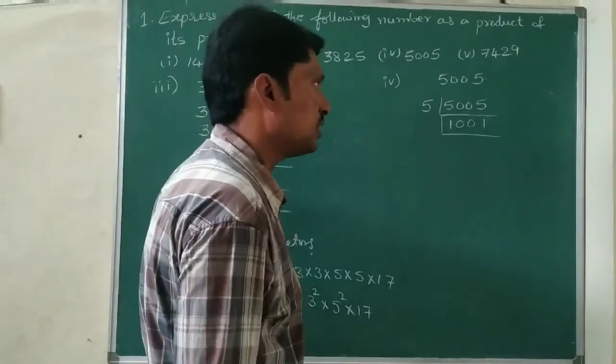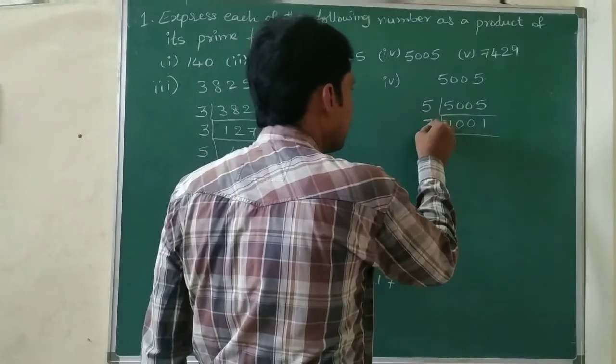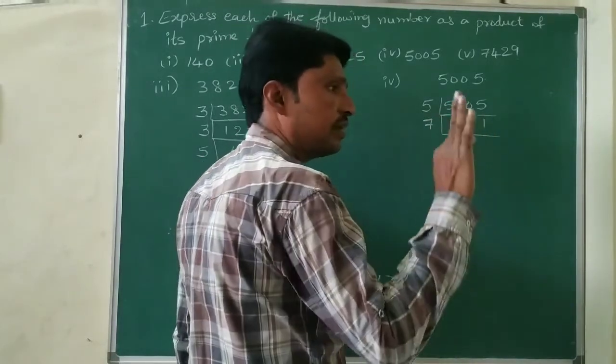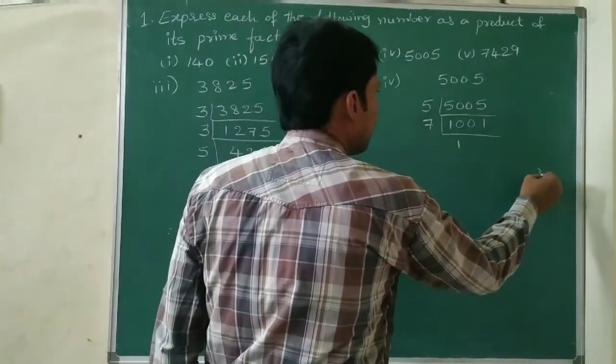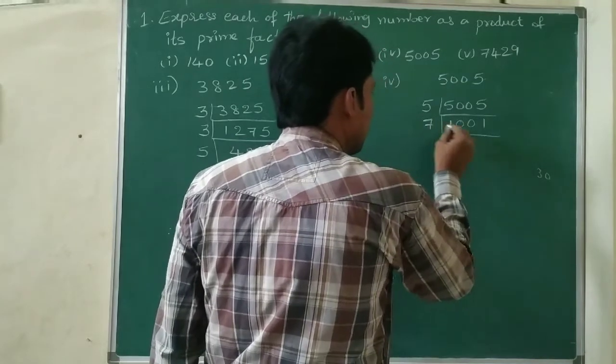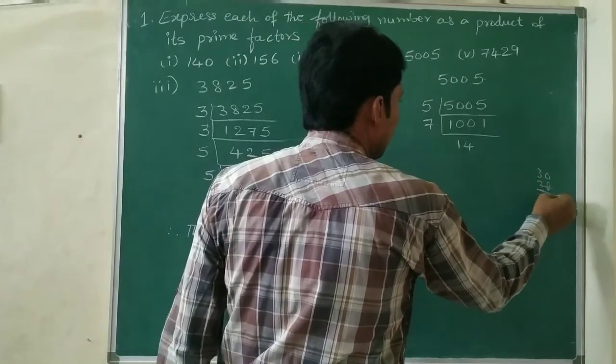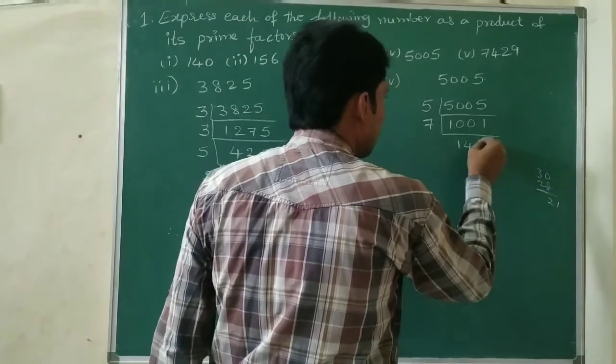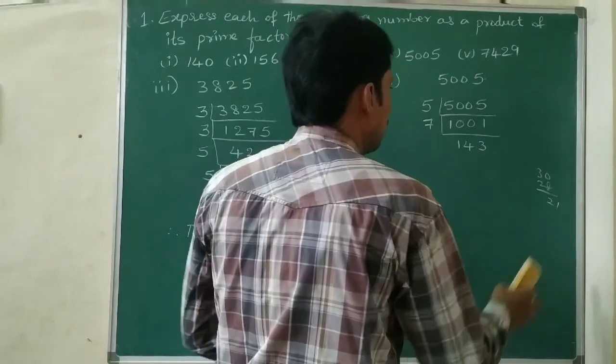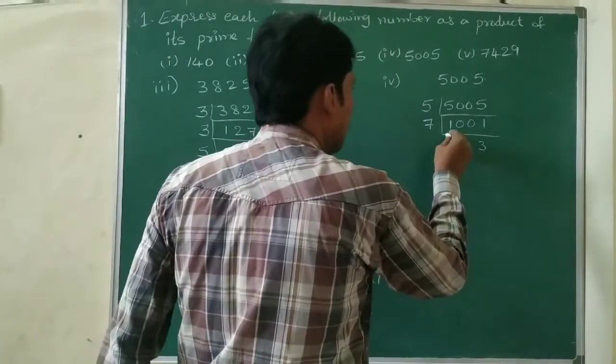Now 7 you have to check it. 7 I am taking. 7 1 is 7, means 3 remained. That becomes 30. 3 7 4 is 28. 28 means 2 remained. Here 1. 7 3 is 21.